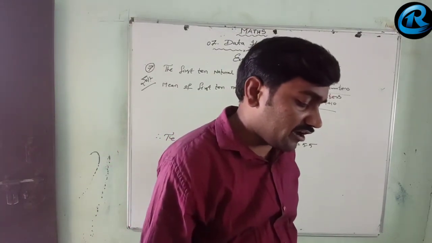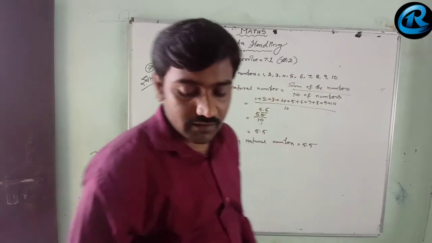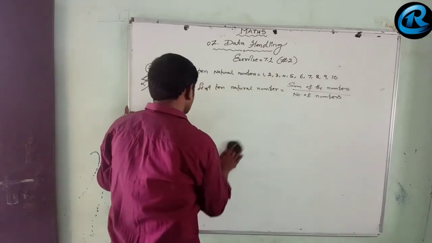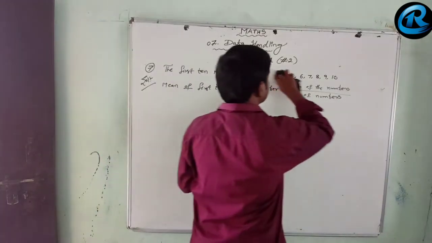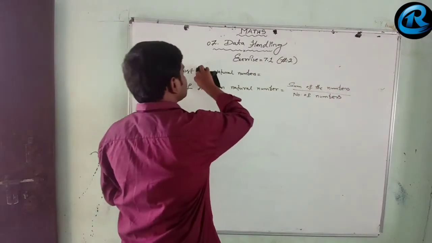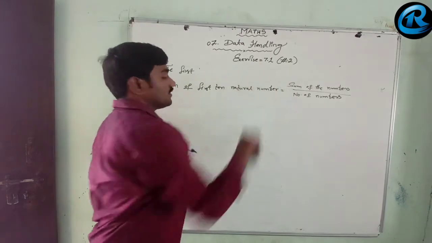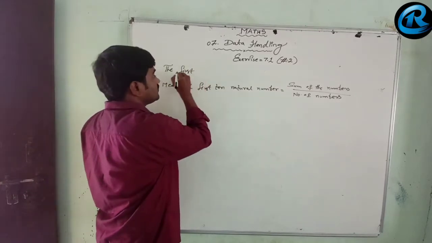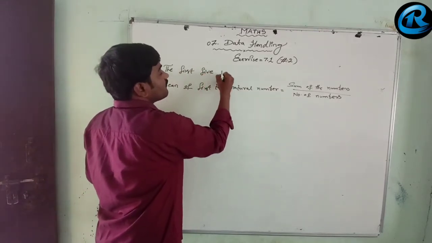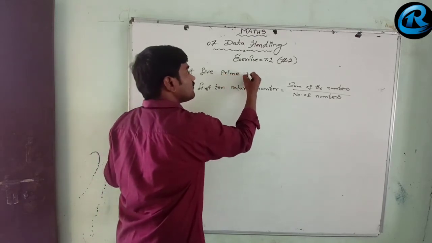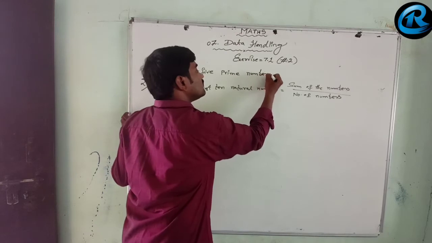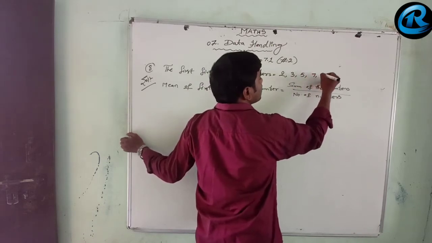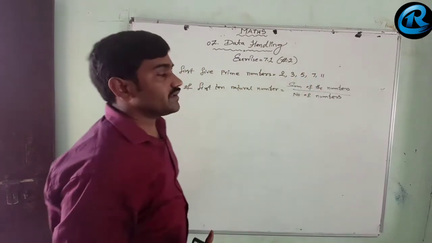Now, what is the next question? 8th question. Find the mean of first 5 prime numbers. The first 5 prime numbers we have to write. Let us see. We go for question number 8. We should know what the first 5 prime numbers are. The first prime number is 2, then 3, 5, 7 and 11. These are the first 5 prime numbers.